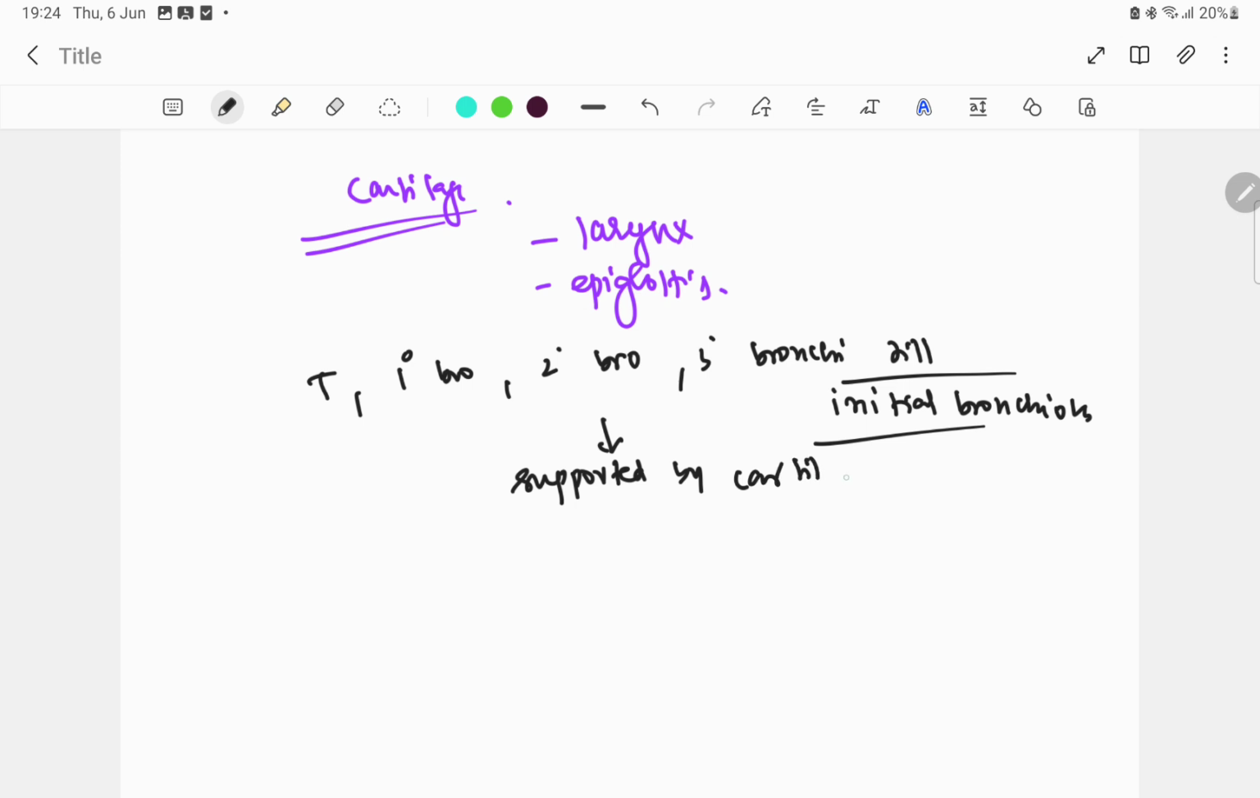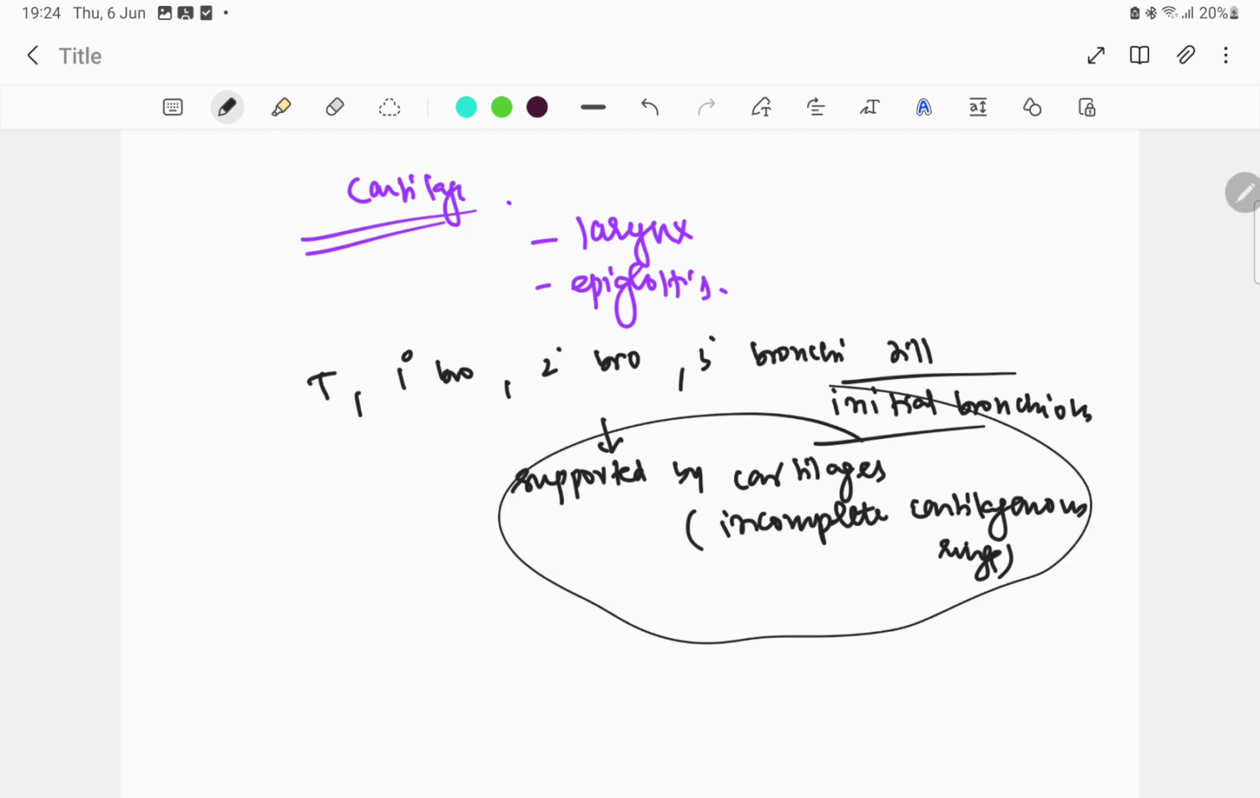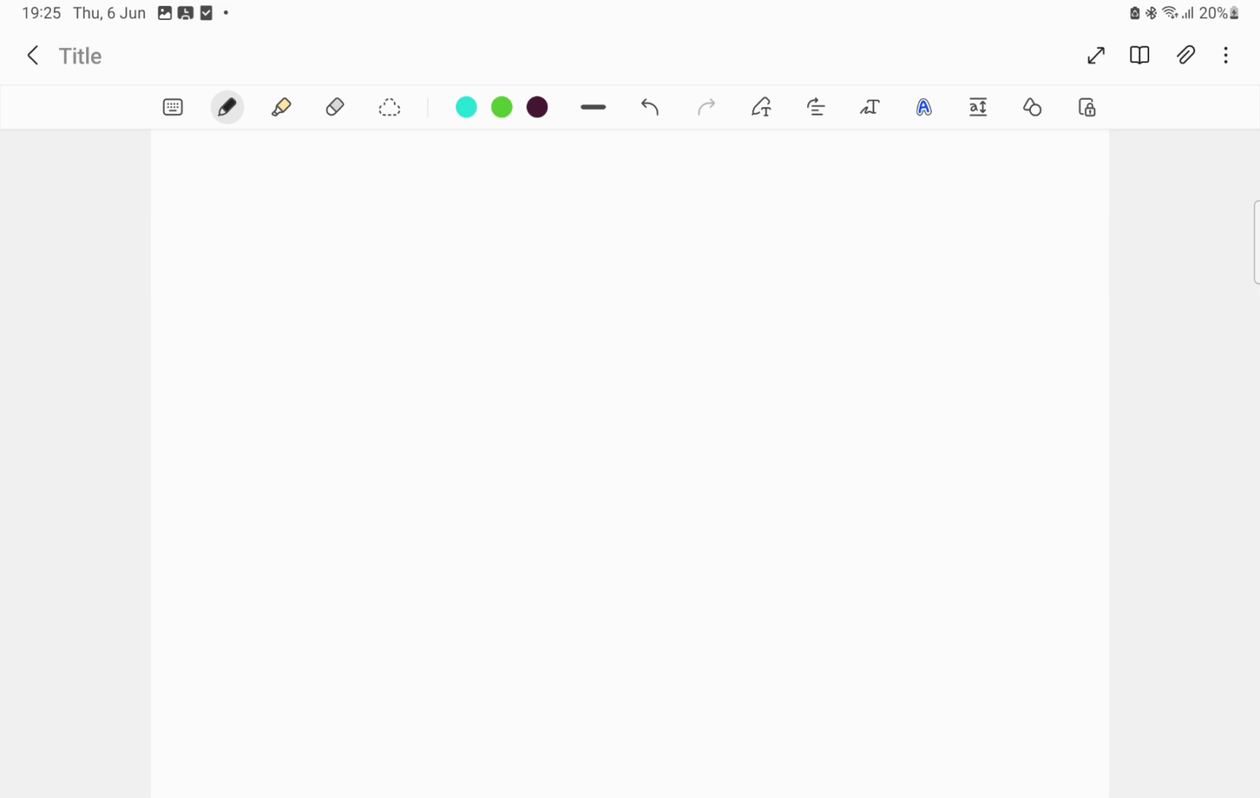cartilages, that too incomplete cartilage rings, incomplete cartilaginous rings. If these cartilage rings are not there now, these structures will collapse. Trachea, primary, secondary, tertiary, all will collapse. So their main support is cartilaginous, incomplete cartilaginous rings. So larynx is a cartilage, epiglottis is a cartilage, and these structures are supported by cartilaginous rings. Mind you, they are incomplete. That word is very important. They are incomplete cartilaginous rings. Now a little bit about trachea.